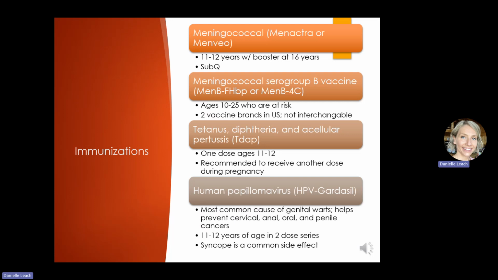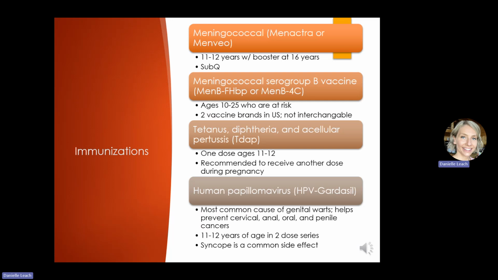Then we have the Tdap, which is for tetanus, diphtheria, and pertussis. This is the one that is for older children and adults, so similar to the DTaP. But this one's given to ages 11 to 12 years old. It's also recommended to be given to pregnant women, usually somewhere around 27 to 36 weeks gestation. The primary reason for that is to prevent pertussis from being transmitted to the infant after it's born.